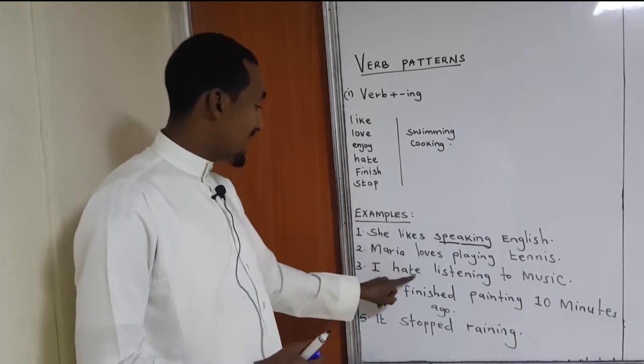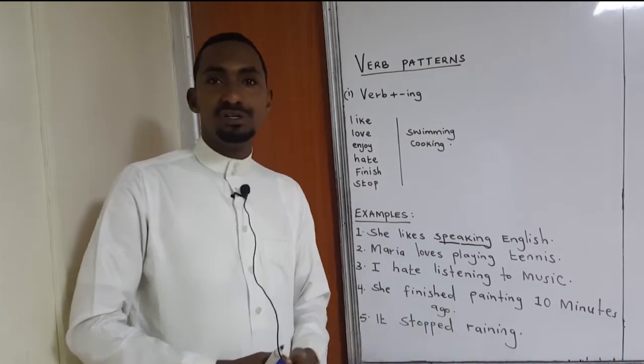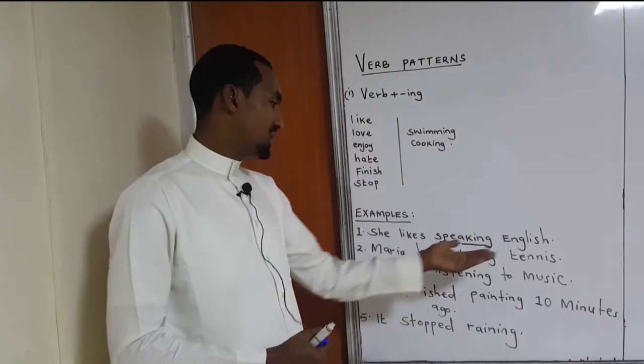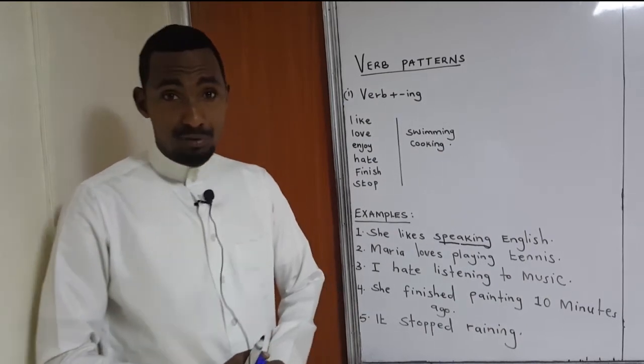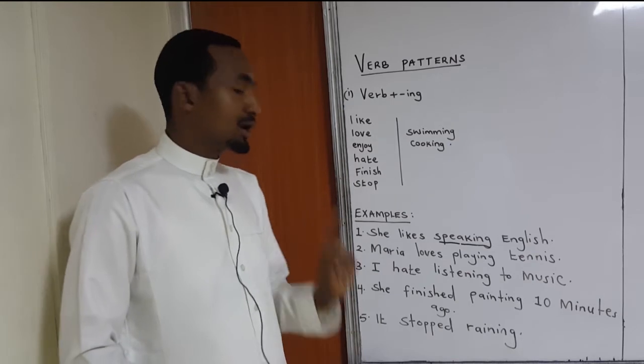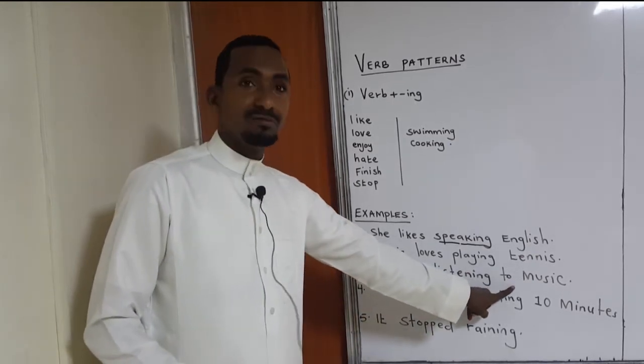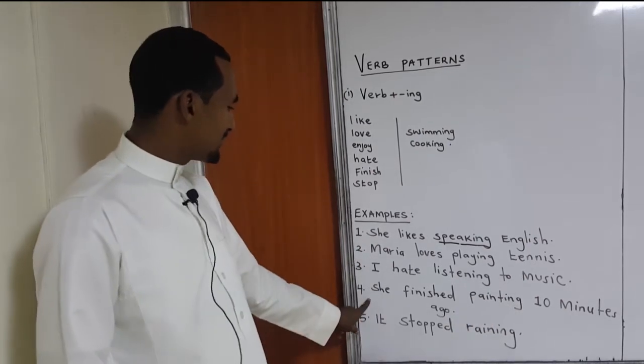Number three. I hate. So this verb hate takes ing. I hate listening to music. If you don't like music, you'll say, I hate listening to music. Remember not to forget to. It is very paramount.